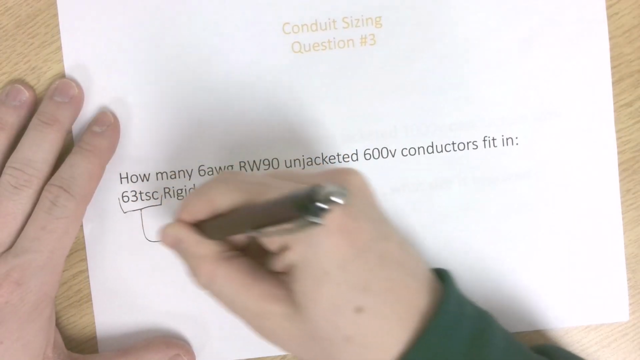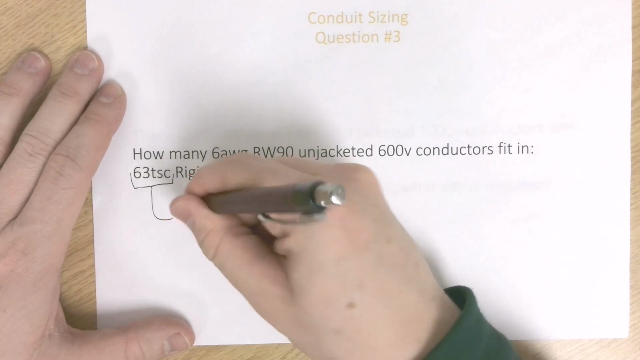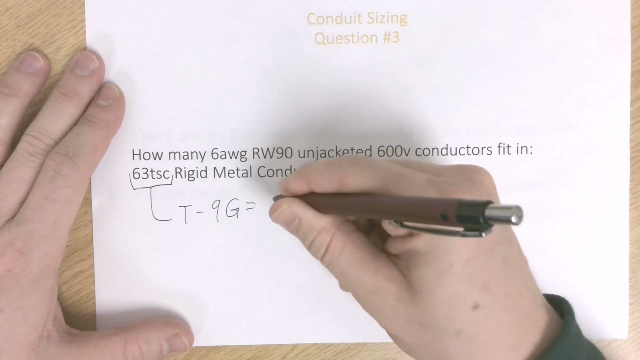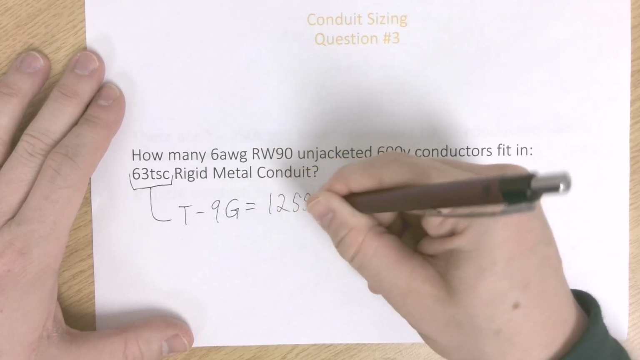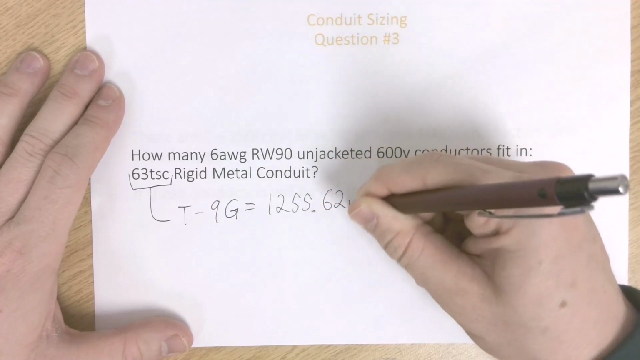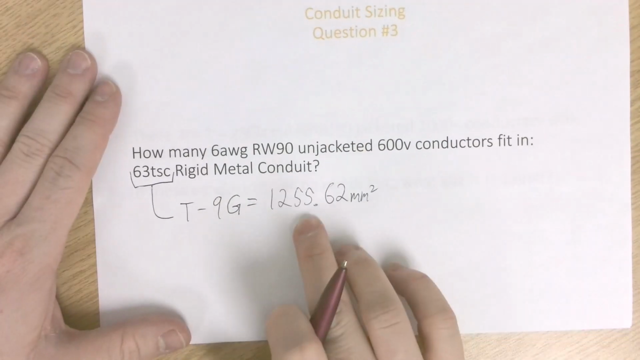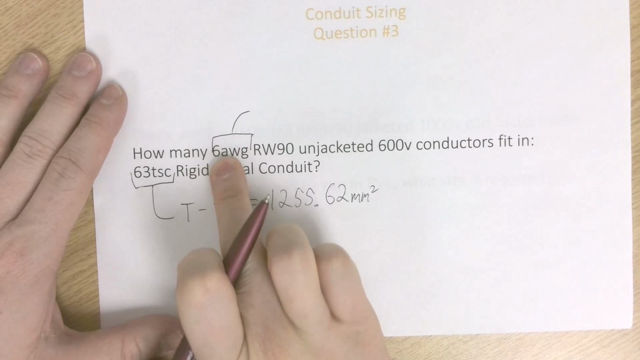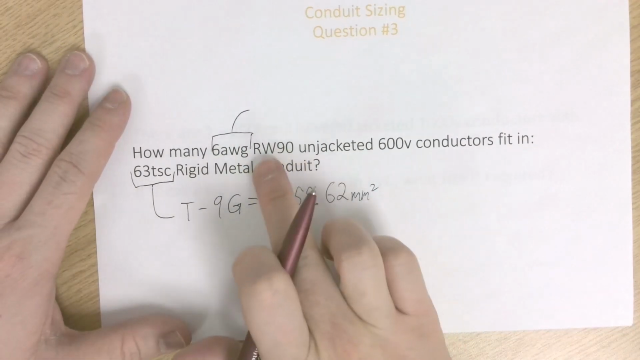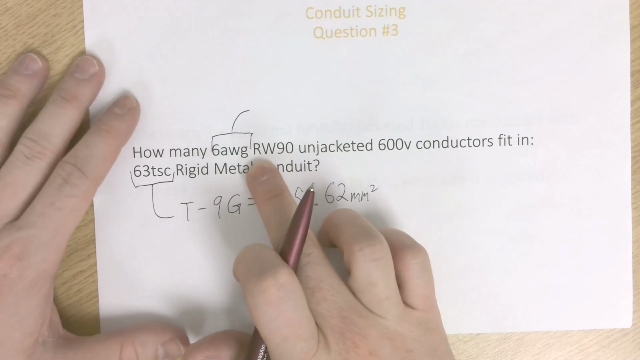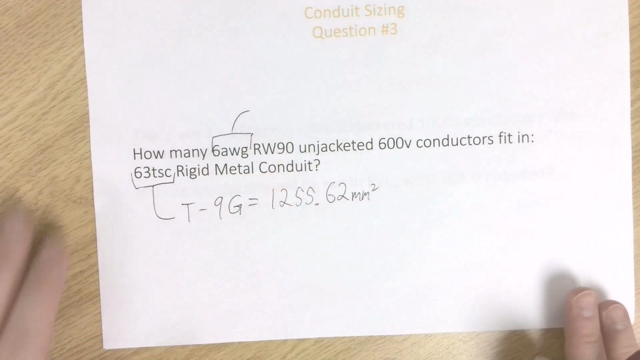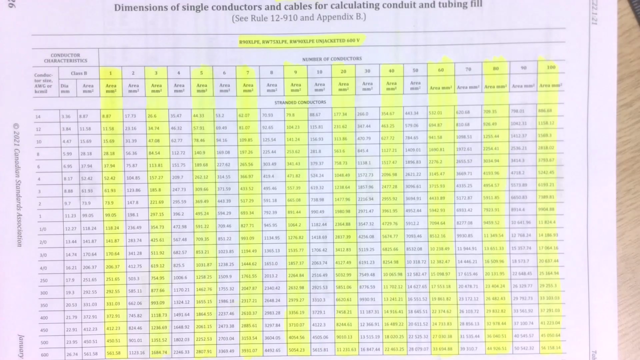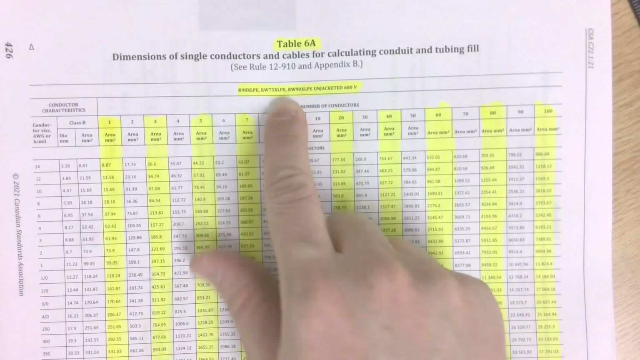Maybe I'll just highlight the conduit like this, direct it to, hey, I got this from table 9G, which gave me 1,255.62 millimeters squared. So that's the area I'm working with. Now I want to know the size of one of these 6-gauge. So I'm going to go to, this looks like it's going to be table 6A, RW90 unjacketed 600 volt. So let's go to table 6A and see if that type of conductor fits. And it does. RW90 unjacketed 600 volt.